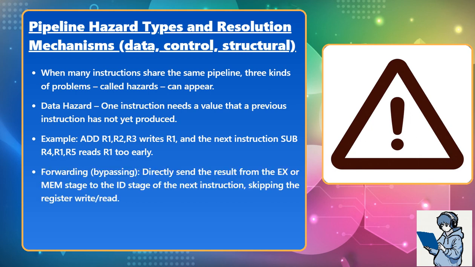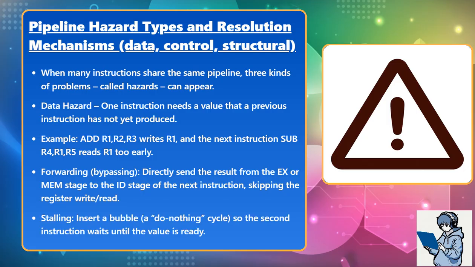Forwarding, or bypassing: directly send the result from the X or MEM stage to the ID stage of the next instruction, skipping the register write and read. Stalling: insert a bubble, a do-nothing cycle, so the second instruction waits until the value is ready.